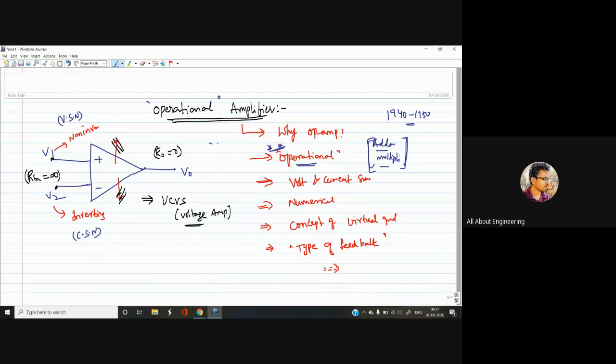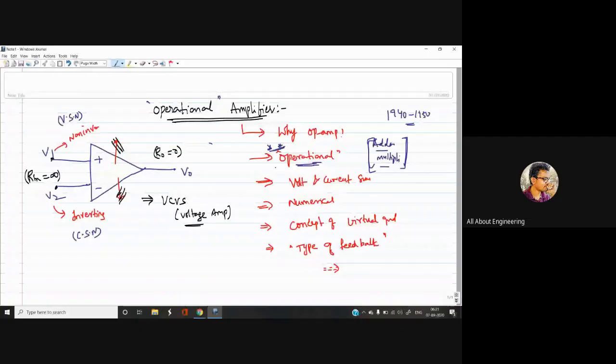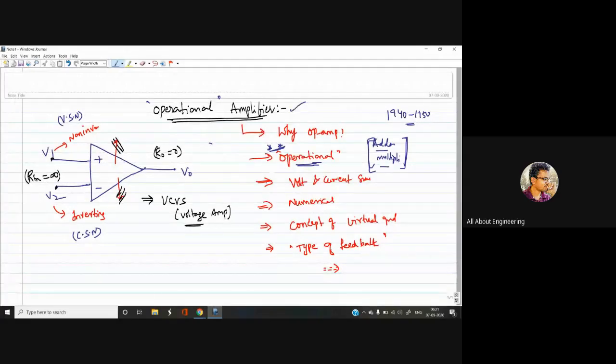Hence, for this device, the name operational amplifier was assigned. And you also know that we can perform all these mathematical operations using this device in the negative feedback condition. Hence, the name operational amplifier is justified, and in such a way the name is obtained for this device.